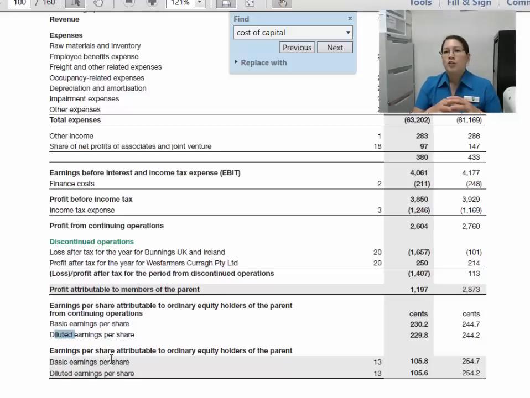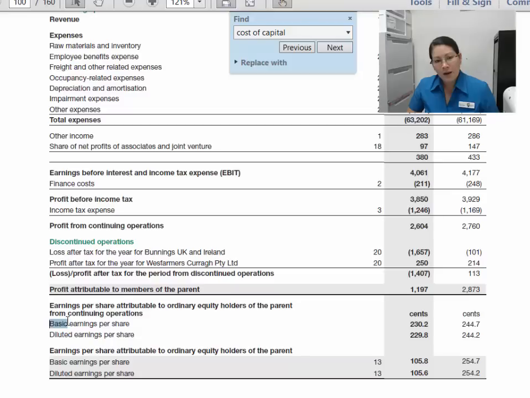So a diluted earnings per share is basically, let's look at all the shares currently on issue, plus all of the possible shares that could be on issue, add them all up, that's our potential number of shares on issue, and divide net profit by that larger figure. Because the denominator is a larger figure, it dilutes the net profit per share. So that's why they call it a diluted earnings per share.